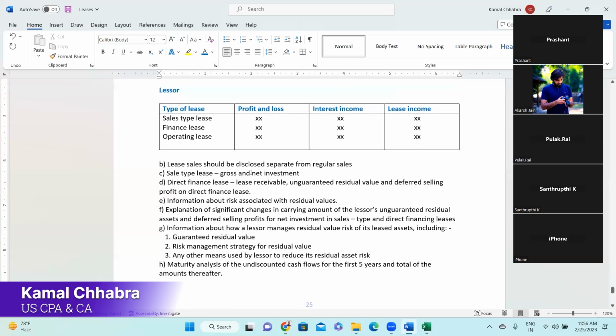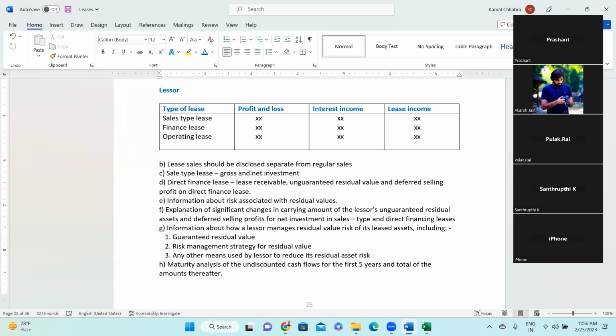Second is lease sales should be disclosed separate from regular sales. So it should be a separate line item. If you are selling any asset through the lease arrangement, right, then you need to disclose it as lease type sales separate from the normal sales. Third is sales type lease. You need to disclose the gross value and the net investment you have made in it.